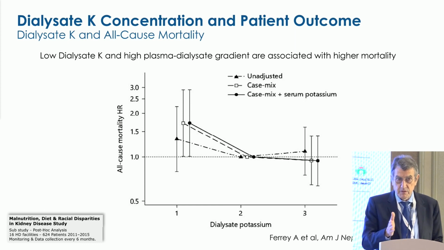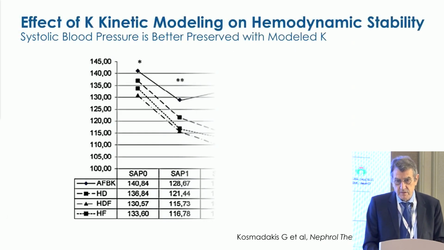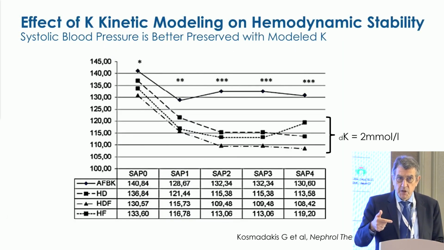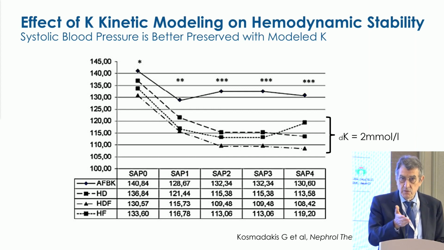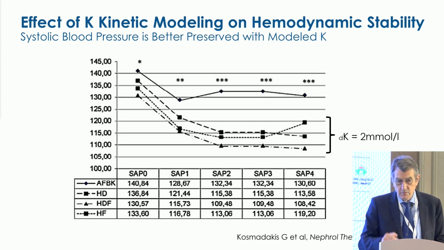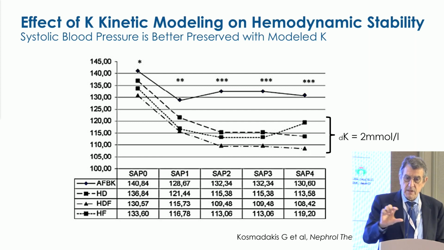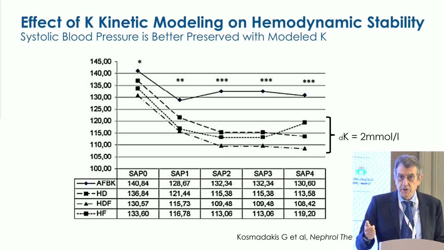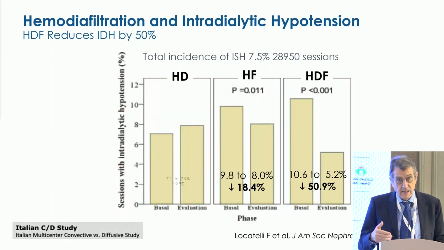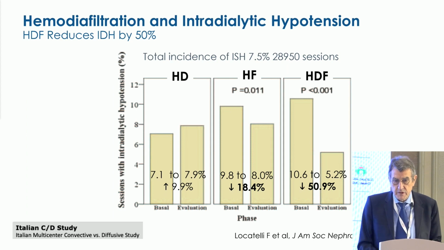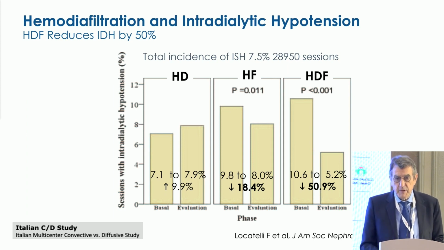If you have to keep the patient on the safe side, 2.5 to 3 millimoles is the minimum for the dialysate potassium. And again, now if you make a modeling of the potassium and just reduce this decline of the potassium in the blood, this study was performed in France, showing that by reducing this, you improve the hemodynamic tolerance, you reduce hypotension, and then you improve, at the end, the cardiac output of the patient. And the third or fourth element, I will talk later about hemodiafiltration.